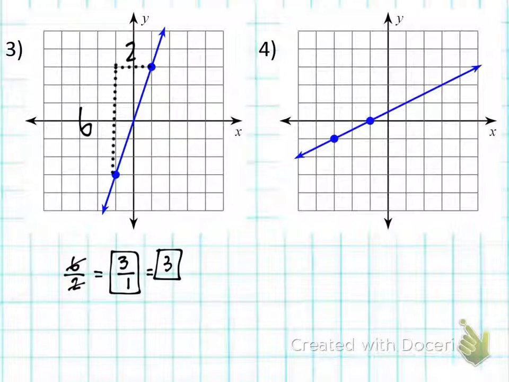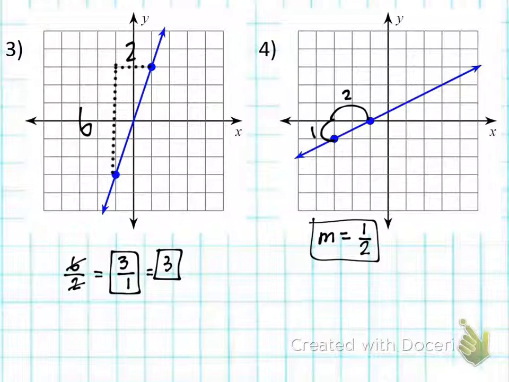Go. 1/2 is correct. Okay, right? If we're looking at it, how much is it rising? 1. How much is it running? 2. Not 2 over 1. It's 1/2. Okay, so the correct way to write this slope, the letter for slope is m. So we're going to say m is equal to 1/2. That's the correct answer. Okay? Does that make sense? Now these problems are easy because the problem gives you the point.